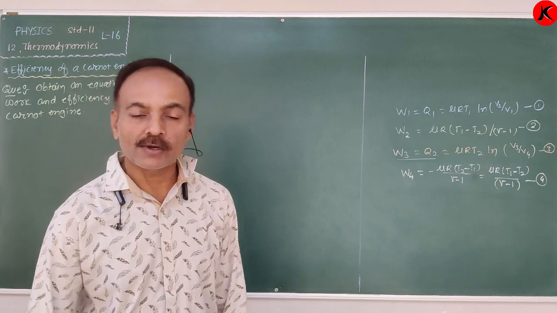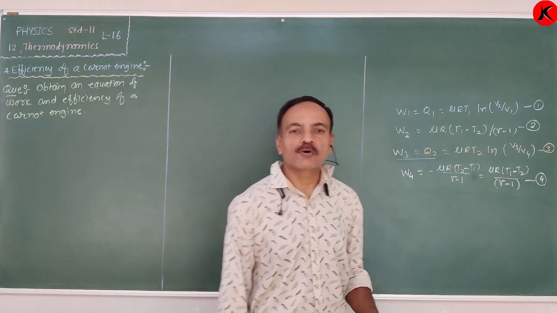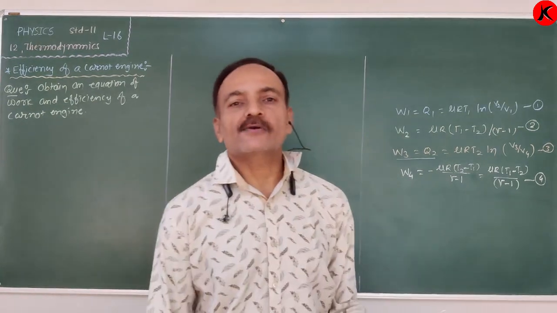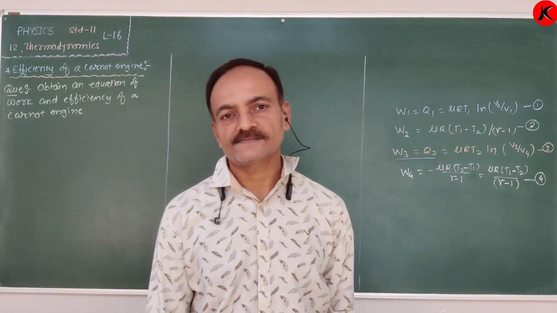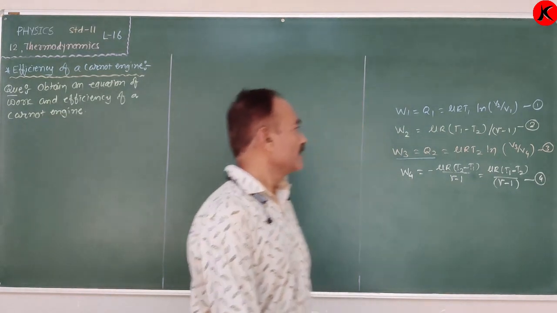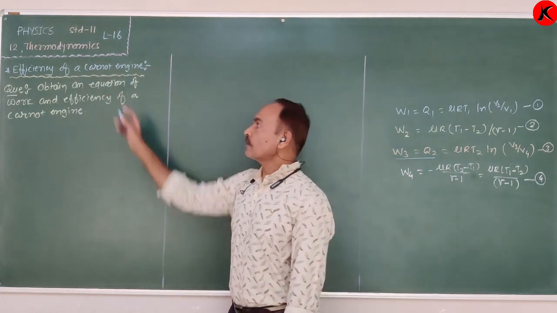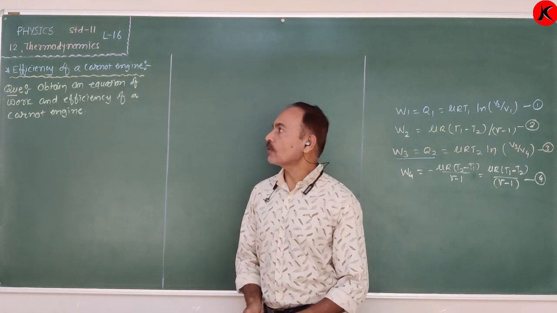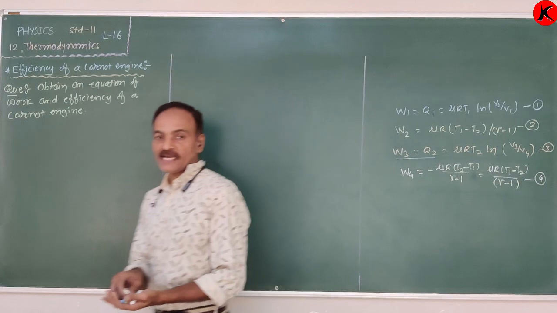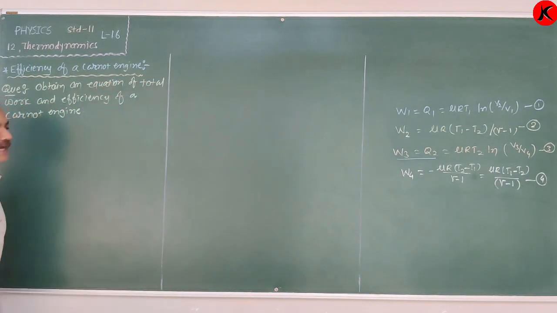Clear this thing? We already discussed this in the earlier lecture. We described the 4 steps that take place in a Carnot engine during one Carnot cycle. Now we use these equations to answer our next question: obtain an equation of the total work and efficiency of a Carnot engine.